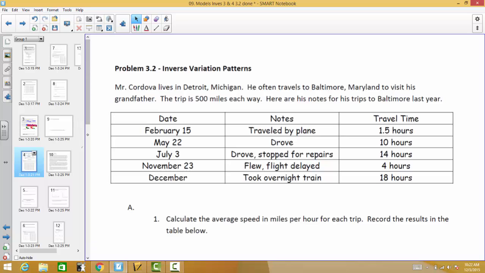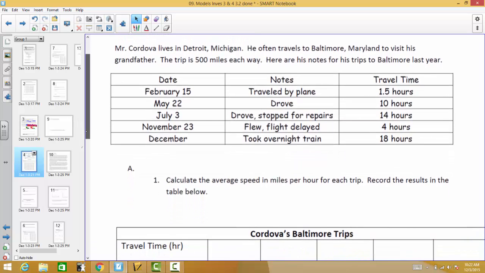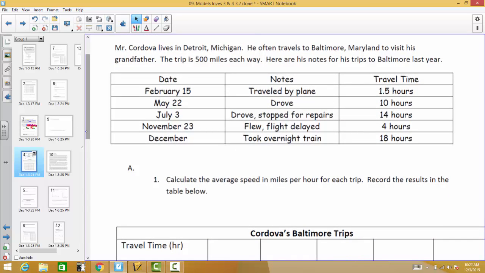So we have this exciting story about Mr. Cordova, who lives in Detroit. He travels to Baltimore, and the trip is 500 miles. And these are his different notes of his 5 different journeys. Calculate the average speed for each trip. So, rate times time equals distance. Hopefully you remember this from science.